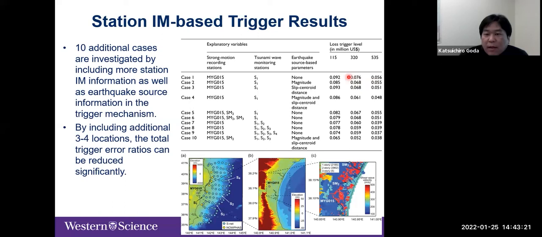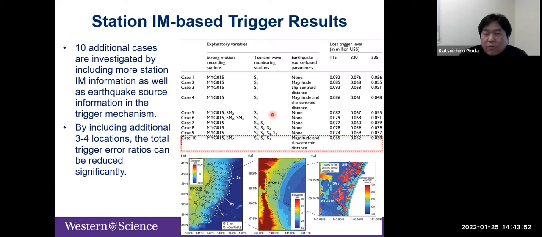And then, for example, magnitude can be added, or the location information can be added, or an additional seismic station can be added, or a different offshore station can be added. In the end, I tested many cases, but I'm just presenting case 10 as one of the reasonable final trigger systems for this Iwanuma situation.